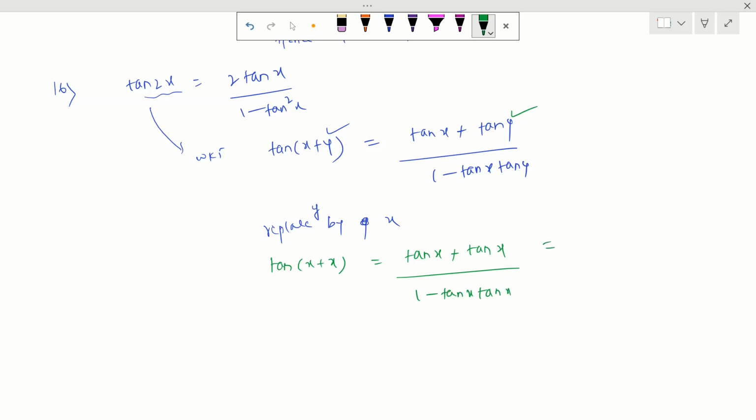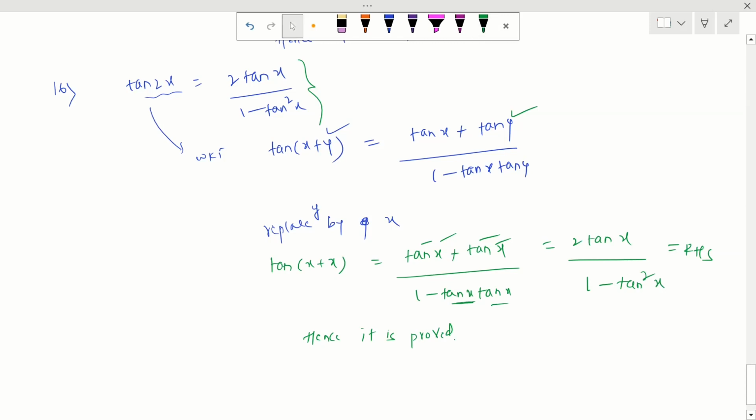You write this tan x, and then it will be added, so it is 2 tan x. And here, 1 minus tan x, both terms are the same, so it is tan square x. So 1 minus tan square x. This is our expression, so hence we proved, hence it is proved.